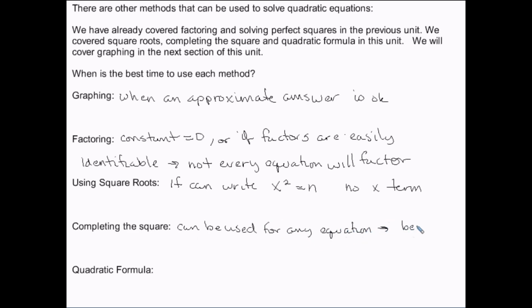However, it's best if a is 1, so you don't have any number attached to the x squared. It's just by itself. And b is even because we have to divide b by 2 in order to complete the square. So that works best when b is an actual even number, and we'll divide by 2 so you get nice integers and you don't have to deal with fractions or decimals.